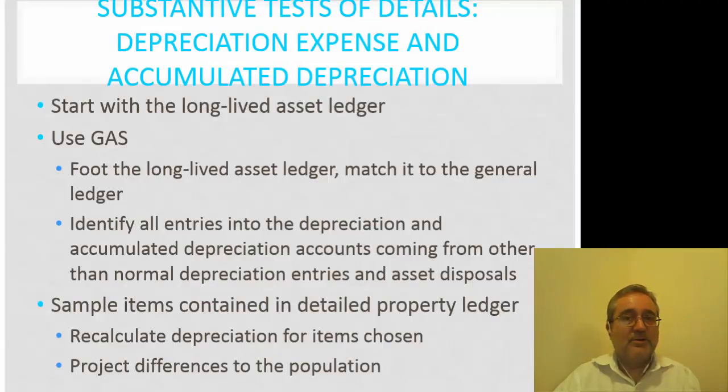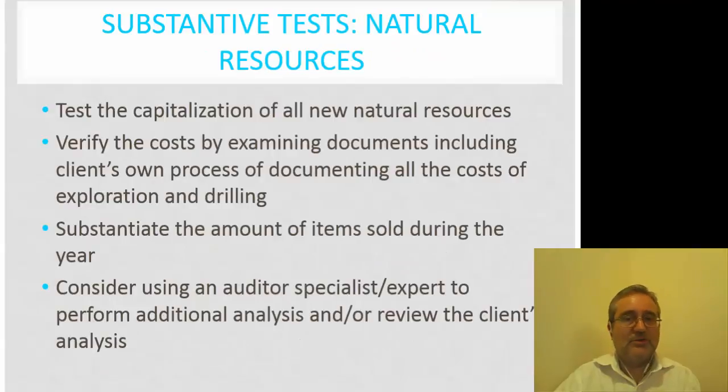So when we're considering depreciation and accumulated depreciation, we're starting with the long-lived asset ledger. We foot the long-lived asset ledger to match it to the general ledger, and identify all entries into the depreciation and accumulated depreciation. We want to consider asset disposals in this process, and then we're going to sample some items to recalculate the depreciation and from here extrapolate our results to the entire population.